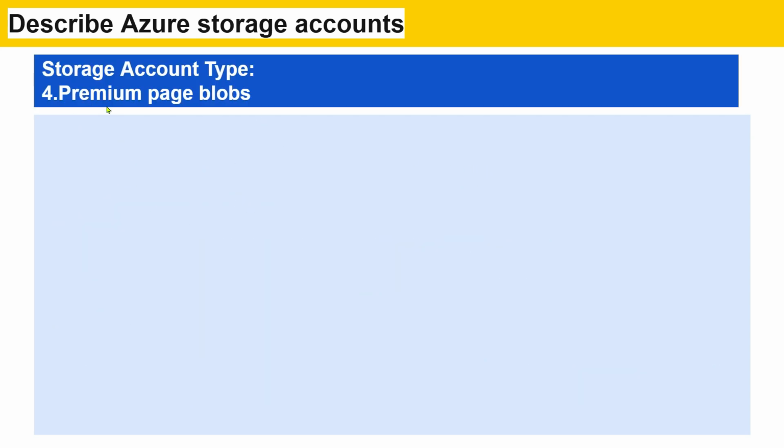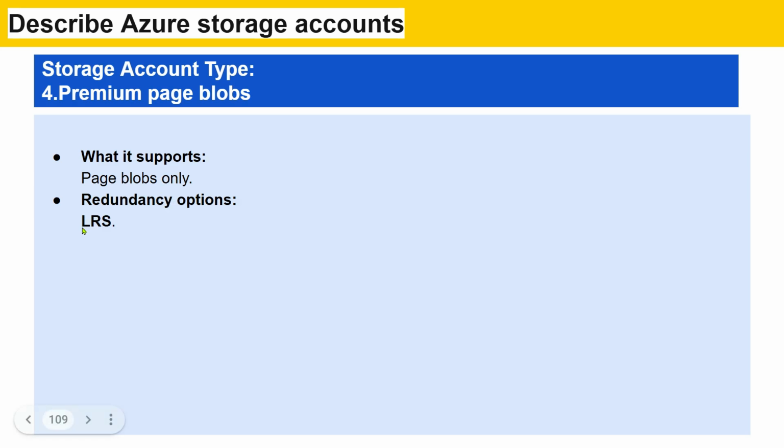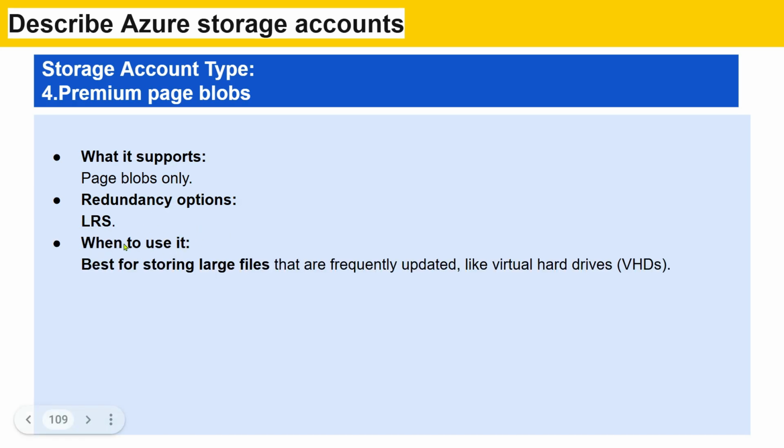The fourth one is premium page blobs. Now what is this? It only supports page blobs, the media. Only local redundancy is available for this. You don't have other redundancy options.